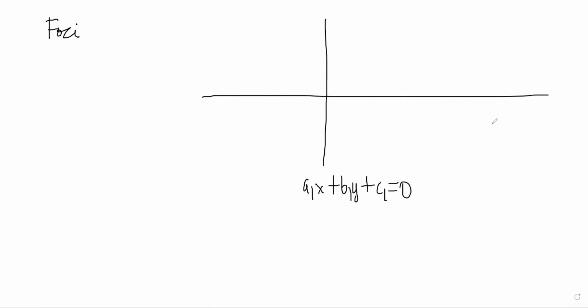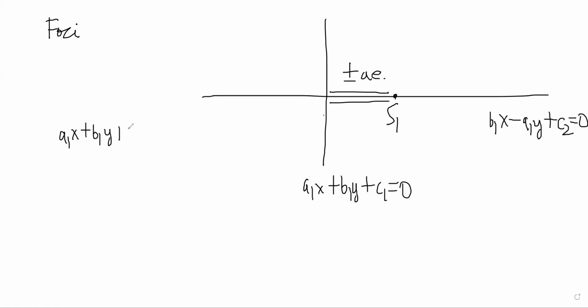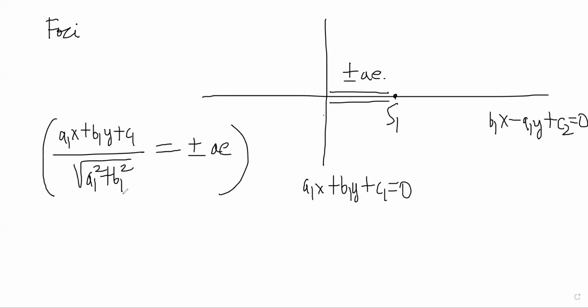See, my conjugate axis was A1x plus B1y plus C1 equals 0, right? And my transverse axis was this line, B1x minus A1y plus C2 is equal to 0. So what we can say is that the perpendicular distance from the focus to this line should be plus minus AE, right? This will be my point S1, the perpendicular from here to this line. So we can say that (A1x plus B1y plus C1) by root A1 square plus B1 square is equal to plus minus AE. That will give us the coordinates of S1 and S2, right?